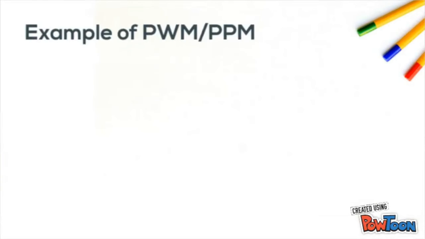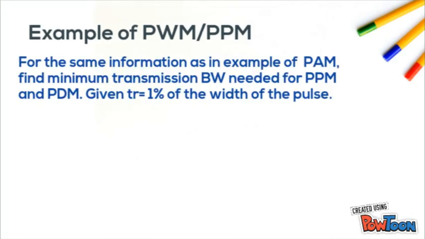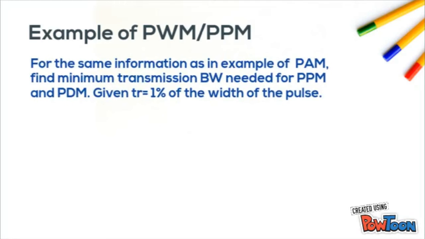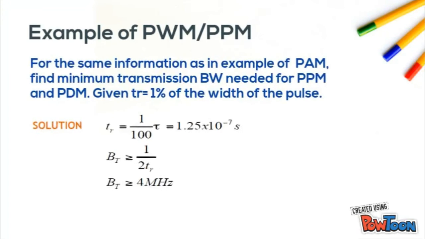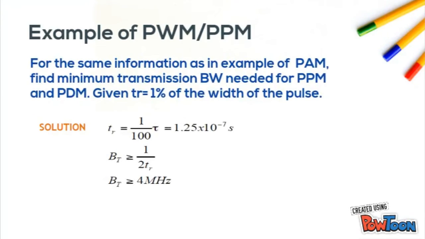Example of PWM and PPM. The information is based on the example of the PAM. Find the minimum transmission bandwidth needed for PPM and PWM. First, the rise time equal to 1 over 100 times the pulse duration, equal to 1.25 times 10 power of negative 7 seconds. The bandwidth equal to 1 over 2 times the rise time. The final answer is 4 million Hz.